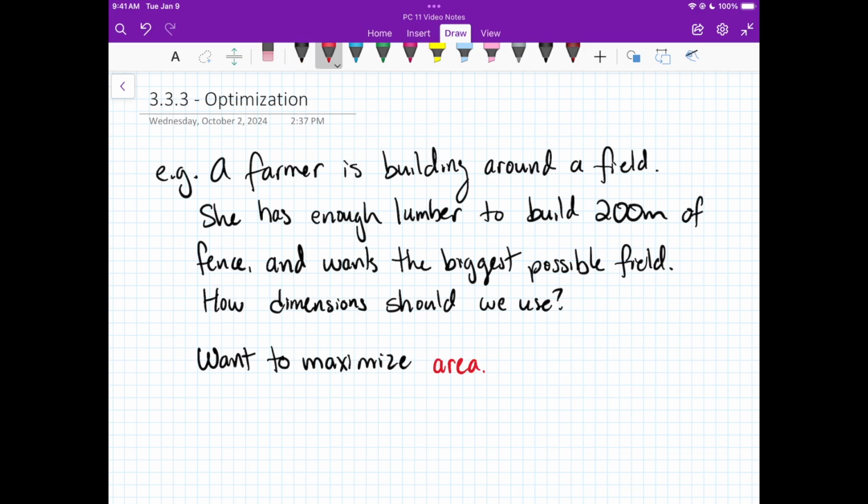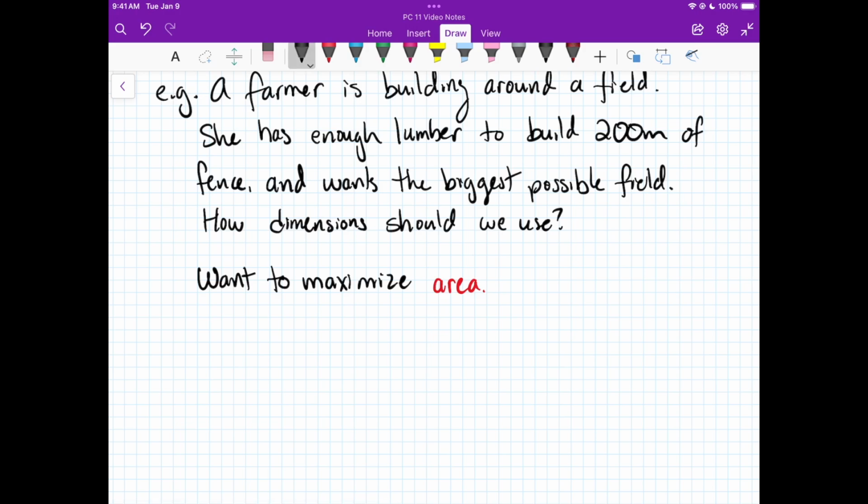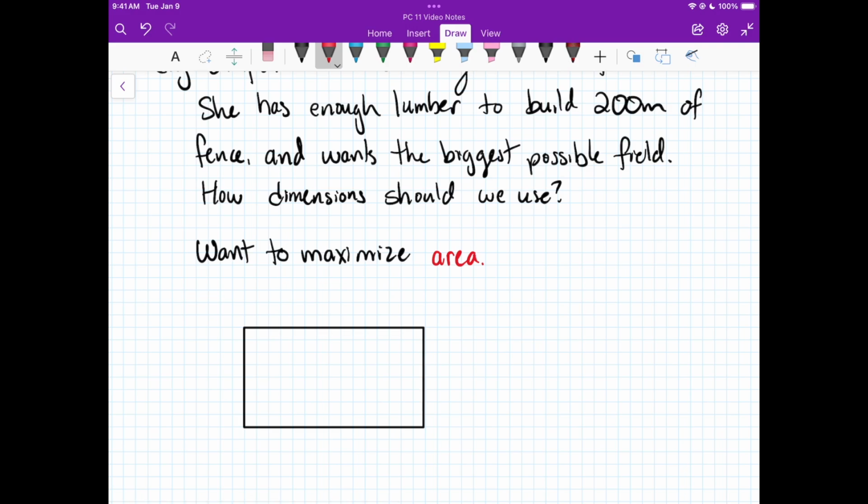And so that third word there, that maximize, that's super crucial. Maximizing is getting the biggest possible value. In other cases, maybe we're going to want to minimize something and get the smallest possible value. But in this case, we're maximizing. So this is a rectangle. Since we're thinking in terms of area, we're going to be looking at width and length. And so we've got a few things to keep in mind.